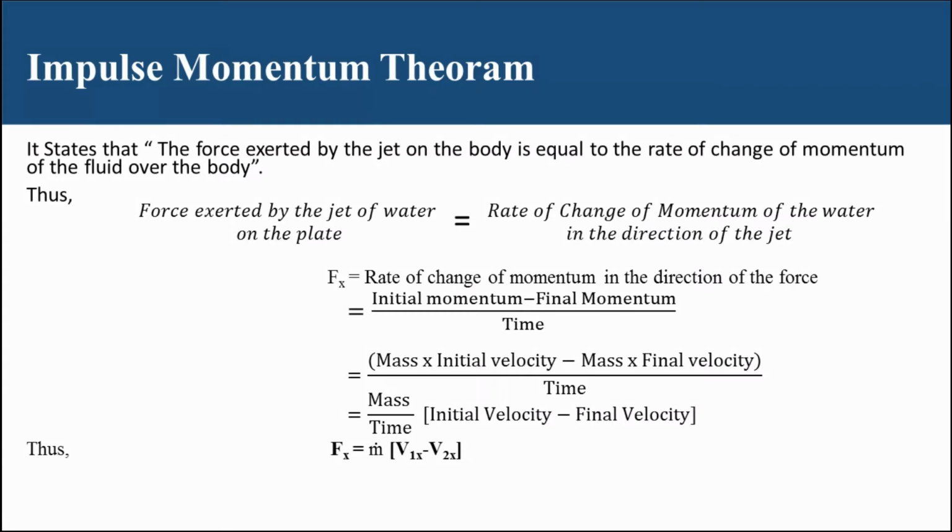In the entire lecture series, we are going to denote 1 for the initial condition of the water and 2 for the final condition of the water after its impact. Thus Fx equals m dot into (v1x minus v2x). Here m dot is the mass flow rate, or mass per unit time. Also, m dot equals the product of density and discharge, rho A v, as per the continuity equation which we had already learned.